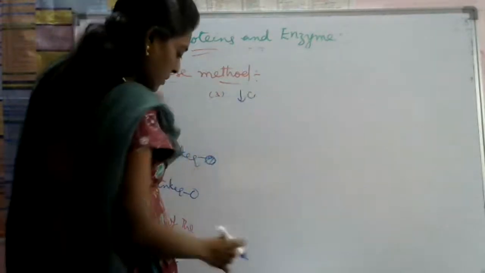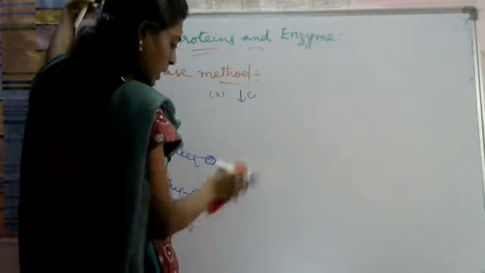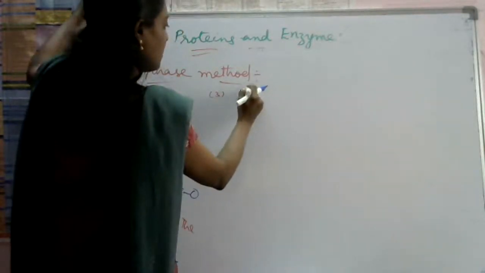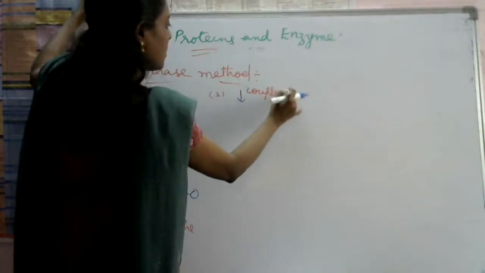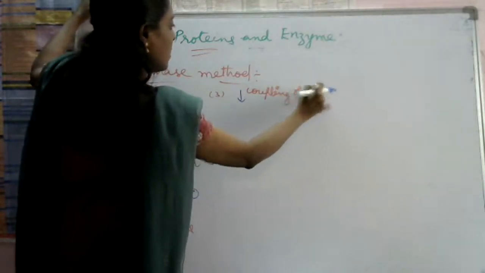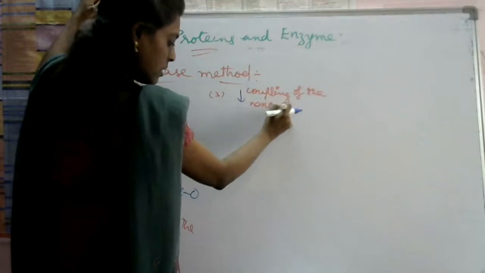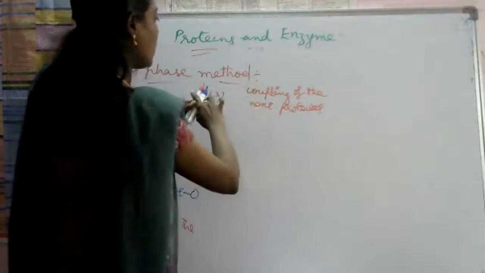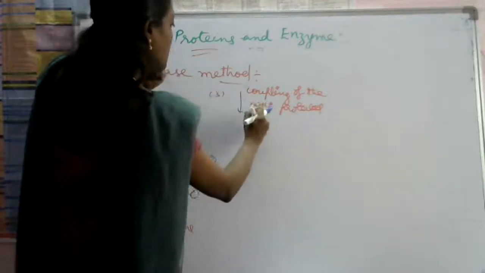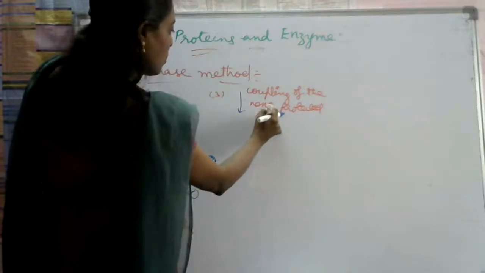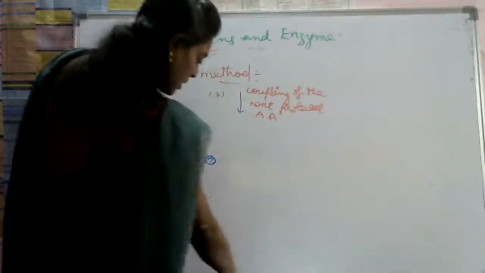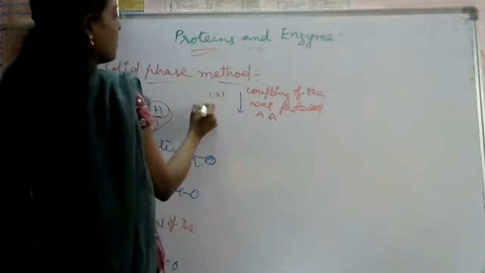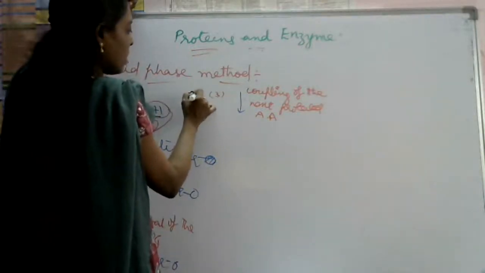Third step, coupling of the next protected amino acid. I just want to write the short form: AA means amino acid. So which amino acid do we have to add? Here I will write, TPG is there.